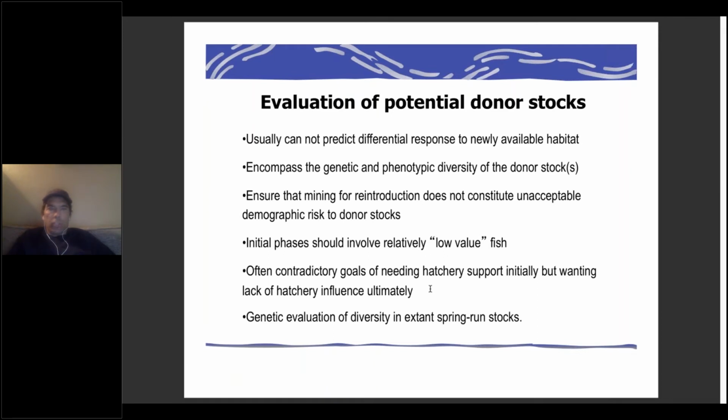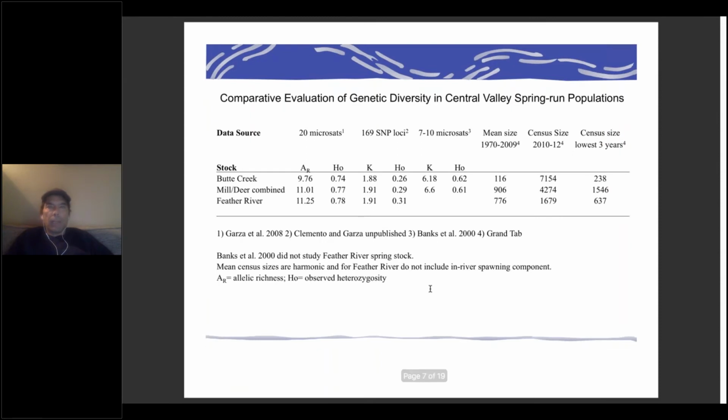Nevertheless, we did need to do a genetic evaluation to see whether what the technical advisory committee was recommending initially, which was Butte Creek as the most appropriate donor stock, whether the genetic data actually back that up. And in a nutshell, and I'm not going to go into this other than to tell you that it's still a pretty accurate and comprehensive compilation of levels of genetic diversity and of the reasons why we believe that they are what they are for spring Chinook stocks in the Central Valley.